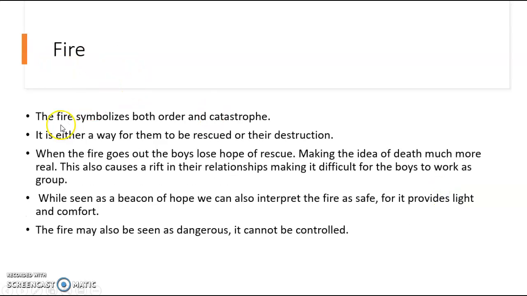Next we have fire. So fire is a very tricky one because we can both associate it as chaotic, so dangerous, but also safe because it's warm. So here we have it both as order and catastrophe. So it is either a way for them to be rescued or their destruction. So here when we have the boys' fire go out, their hope of rescue is gone. That was their little light signal, like you know how in cartoons you get the characters spelling out help with sticks? Theirs was their fire. So once that goes out, they feel as if there's nothing else.